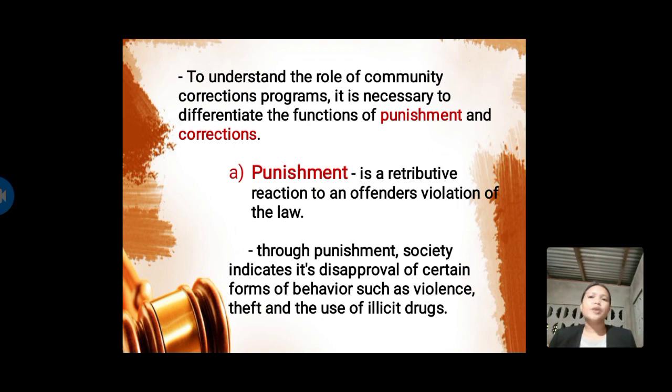So next is to understand the role of community correction programs. It is necessary to differentiate the functions of punishment and corrections. So what is punishment? Punishment is a retributive reaction to an offender's violation of the law. Through punishment, society indicates its disapproval of certain forms of behavior such as violence, theft, and the use of illicit drugs. So that is the meaning of punishment.